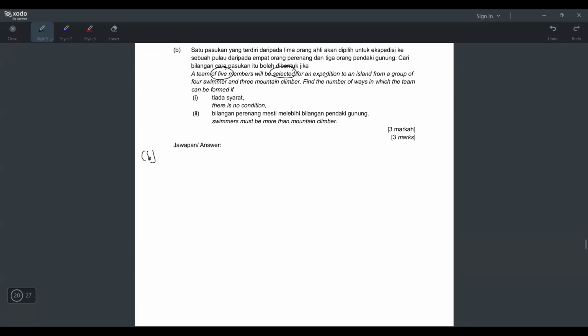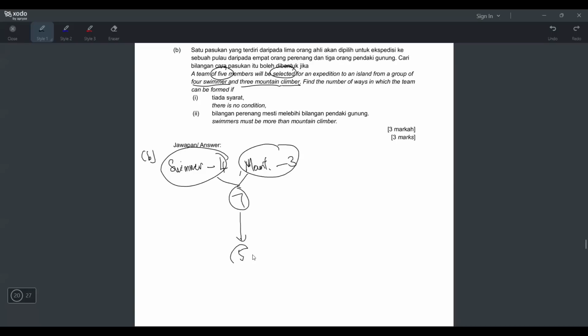5 members. Selected for an expedition to an island from a group of 4 swimmers and 3 mountain climbers. So swimmers, how many persons? 4. And then mountain climbers, I'll just use short form, mountain. And then how many? Berapa orang? 3, right? So can you tell me, 4 and 3 if I combine, how many persons? 7, right? But I only want to choose 5. So if no condition, it means 7C5.